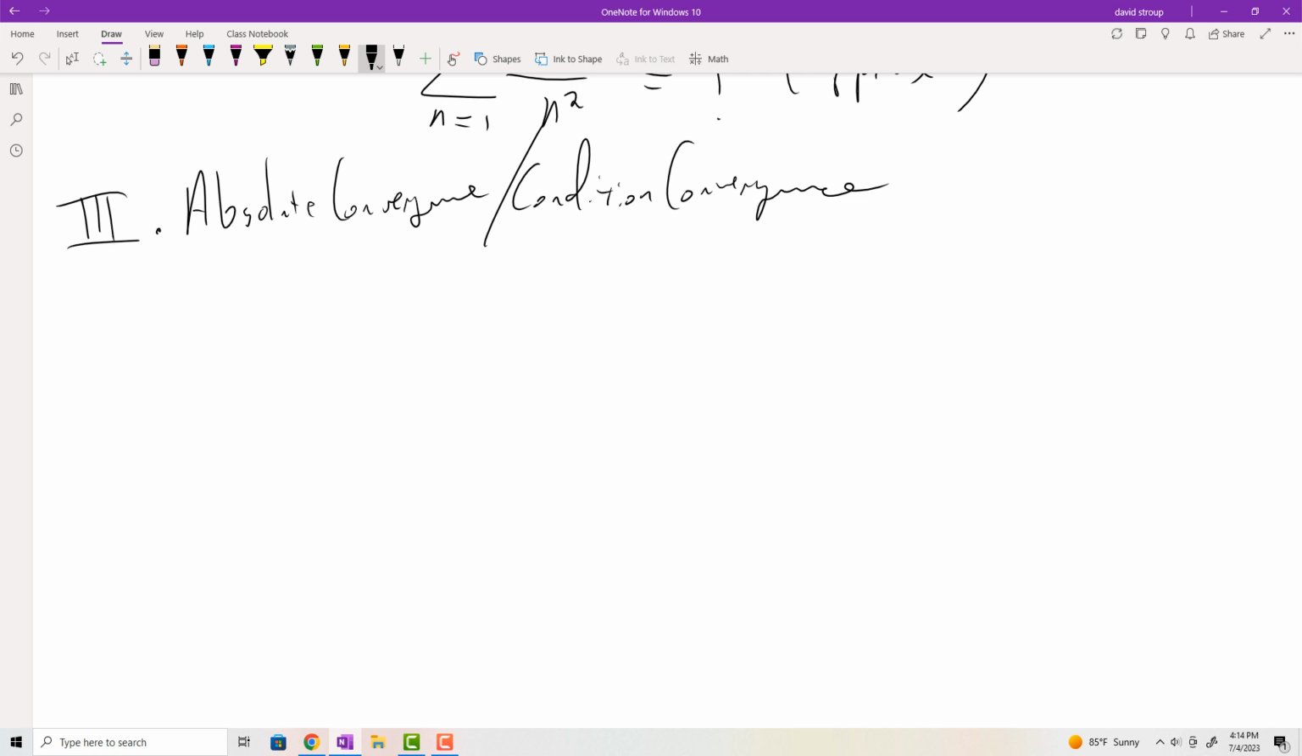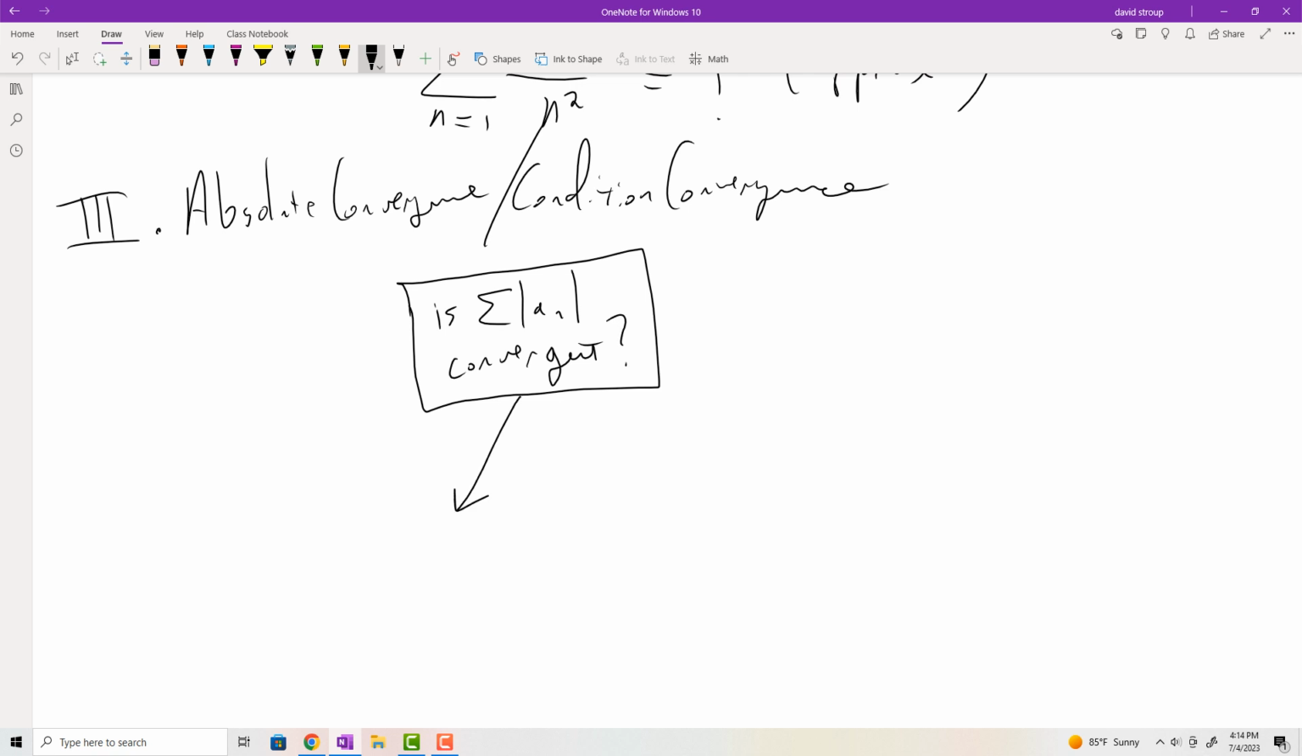Okay. So anyways, there's a flow chart you need to follow. So basically you start by just looking at the absolute value of the terms of the series and ask, is that convergent?